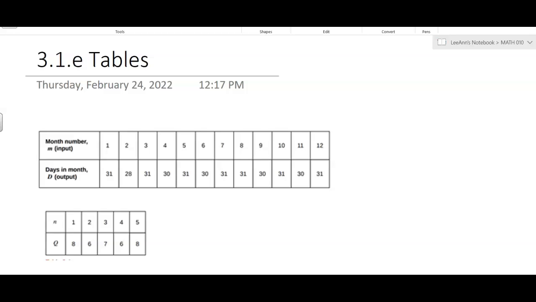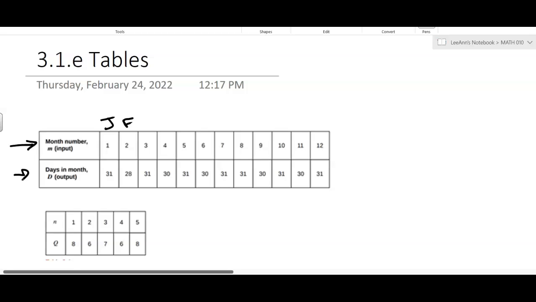Okay, so we're going to look at some tables. These tables are in the book, and there's a little more wording. I'm going to write it in, but you might want to reference the textbook to look at these if you're having trouble understanding them. In our first table, we have the month number. So like this is January month 1, February month 2, and so on. And then the days in the month, input and output.